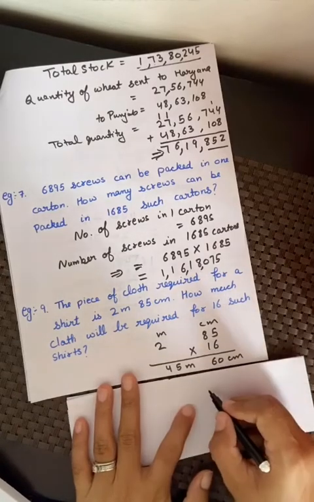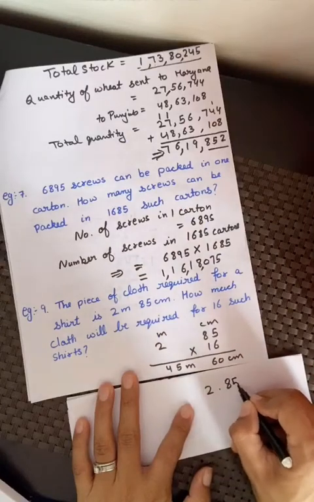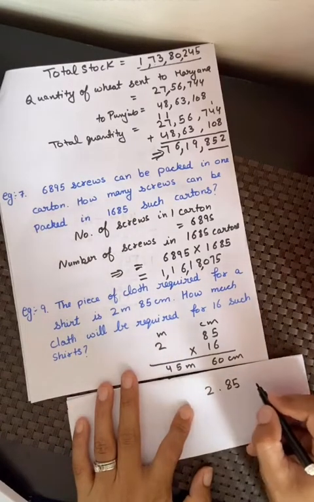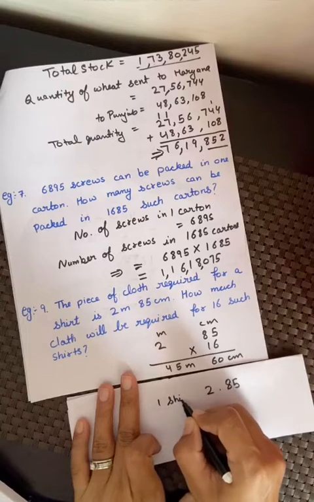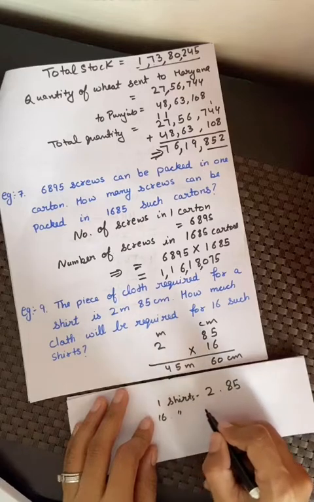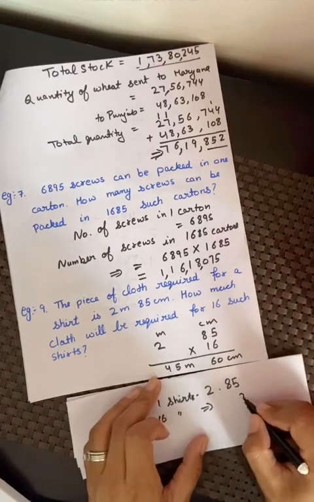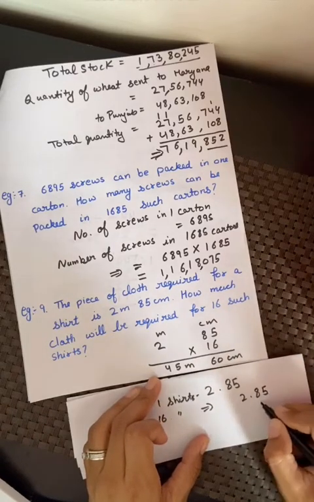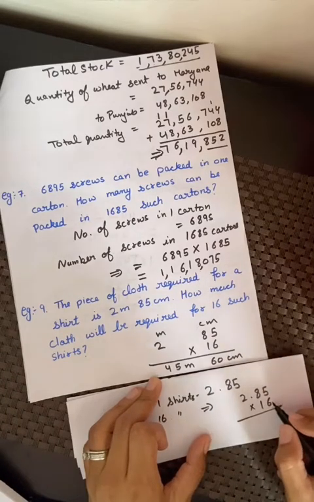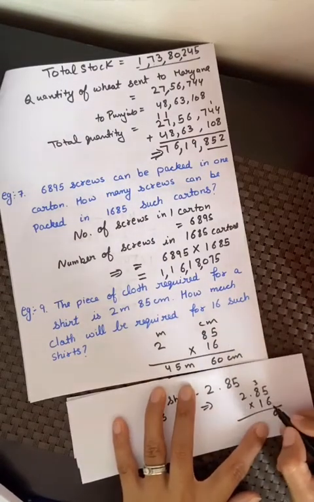We are given 2 meter 85 centimeter, that is 2.85, and this much cloth is required for one shirt, and for 16 such shirts, how much cloth is required, we will multiply 2.85 by 16. Okay, on multiplication, let's multiply 6 into 5, that is 30. 3 is carried over here.